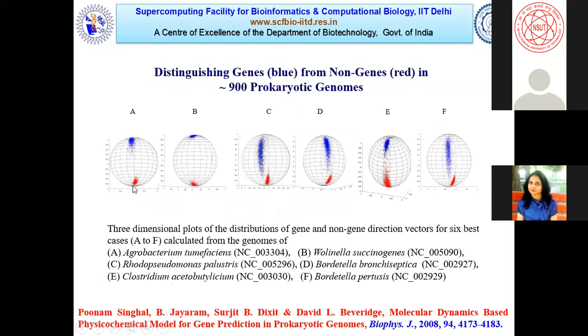Now what is a non-gene here? A non-gene is a frame-shifted gene. You frame shift it by one base, then you get lots of stop codons, and it doesn't code for any protein. So these are all protein coding DNA sequences, whereas these ones are not coding for anything. You'll see a nice separation in various organisms, not just one, and you didn't have to do any training. This is what I'm calling a molecular dynamics based physicochemical model for gene prediction in prokaryotic genomes. We extended it to 2000 prokaryotic genomes and it works every time.